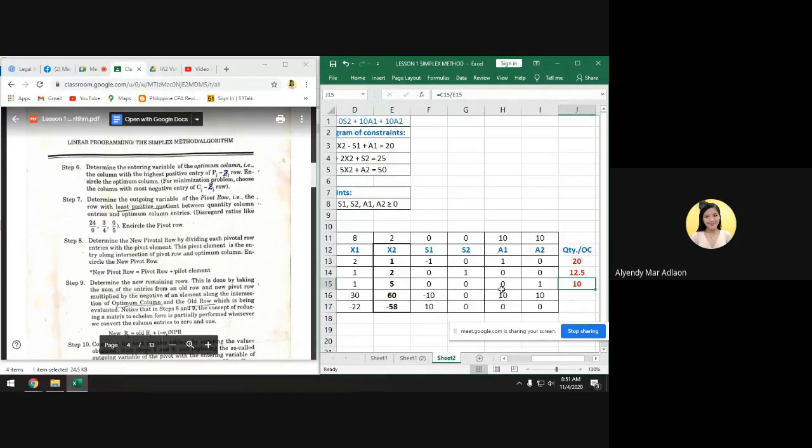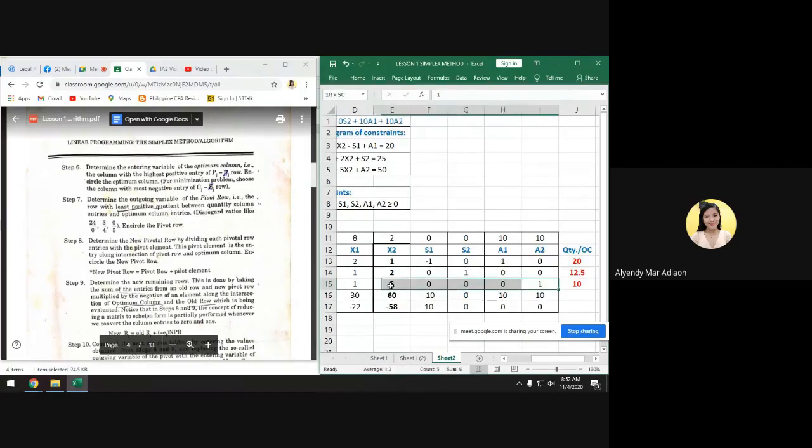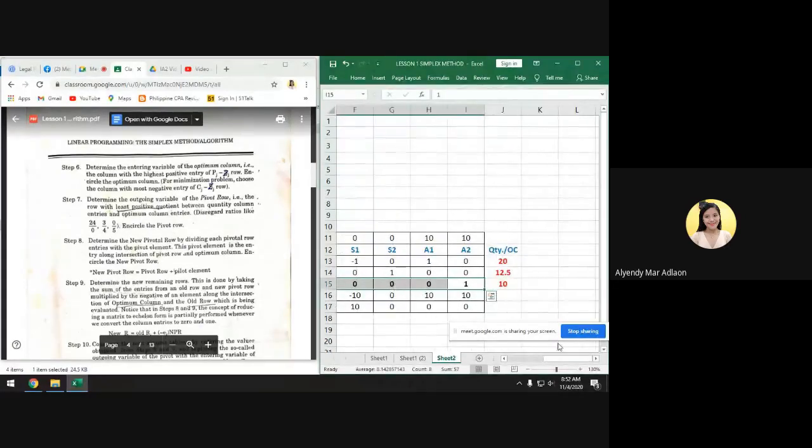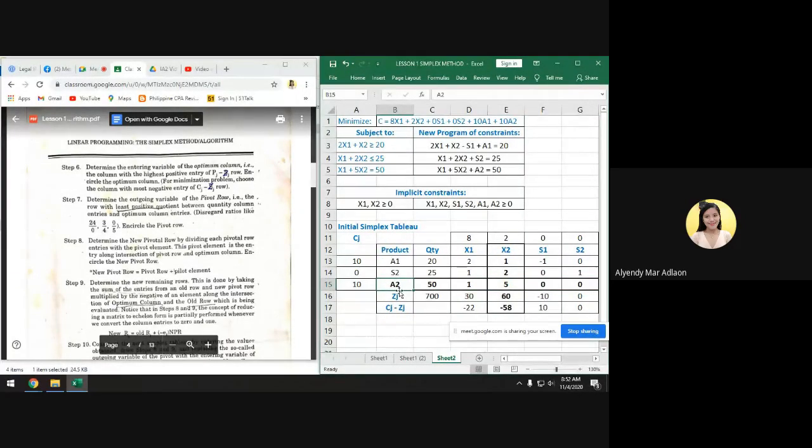Okay, so same sa maximization, what are we going to choose here is the one that will give us the least amount, or least positive quotient. Step 7, determine the outgoing variable of the pivot row, or the row with the least positive quotient between quantity column entries and optimum column entries. So we disregard if the answer is a division by 0, which is a math error. Okay? So, we choose 10 as our least positive quotient, and so therefore, since this is our pivot row, kinsa ang mugawas? Kinsa ang outgoing variable? The outgoing variable is a sub 2. So again, musulod si x sub 2, mugawas si a sub 2.